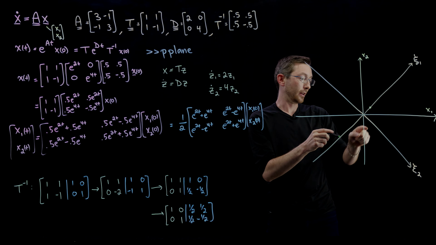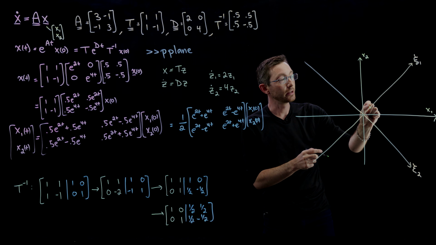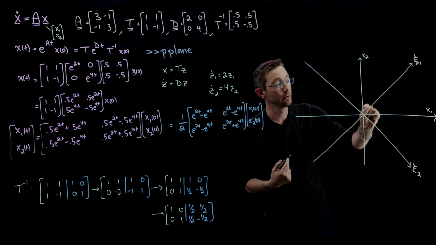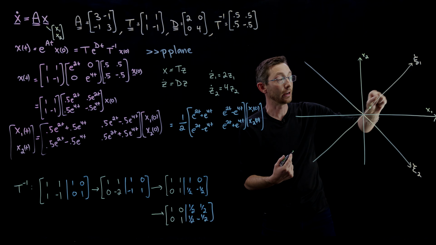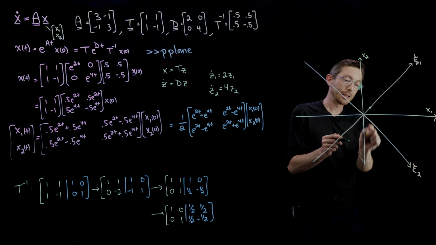So it's only going to move in that line. And it's going to move with dynamics e to the 2t. It's going to move away from the origin faster and faster and faster. And the distance is going to be e to the 2t. Same thing with this direction.